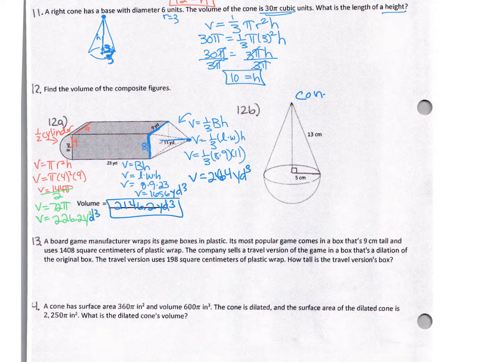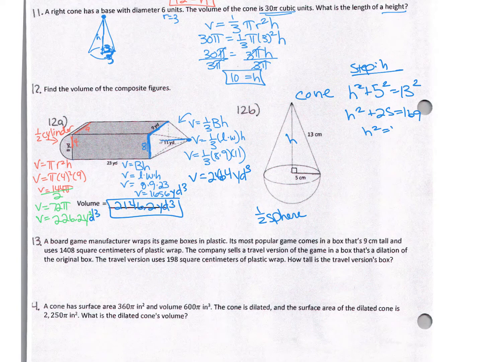So now let's look at 12B. This is a cone on top of half a sphere. So this problem, I don't know the cone's height. So my step 1 will be to find this cone's height. So I'm going to use the Pythagorean theorem. The h and the 5 are my legs. The 13 is my hypotenuse. So I'm going to have h squared plus 5 squared equals 13 squared. h squared plus 25 equals 169. Subtract the 25, h squared equals 144. Take the square root of both sides, and h equals 12.